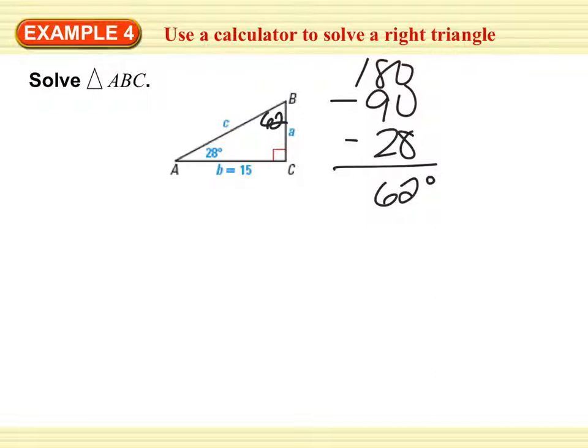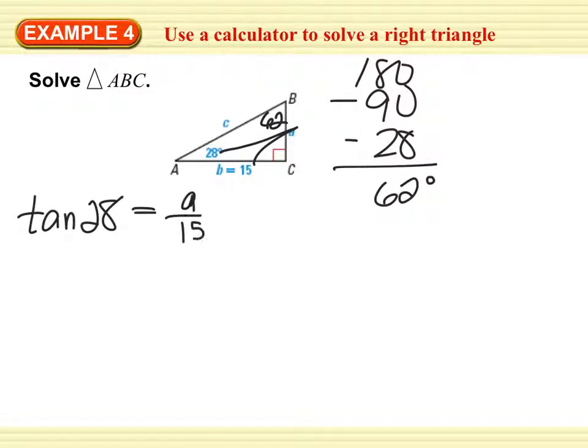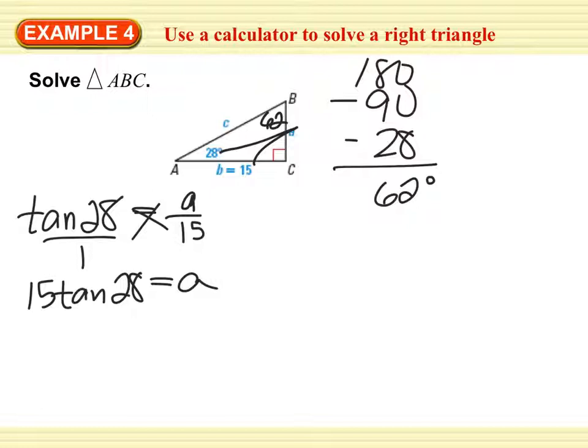It doesn't matter if I do sine, cosine, or tangent. Let's go ahead and try tangent because it's opposite over adjacent. So tangent of 28 equals a over 15. If I cross multiply, I get 15 tan 28 equals a. I typed in 15 times tan 28 and I get a is 7.98.